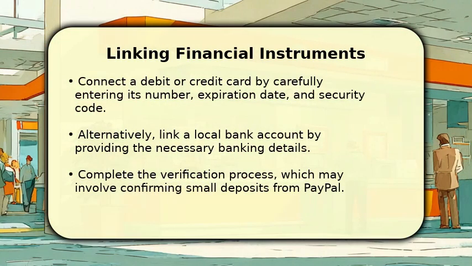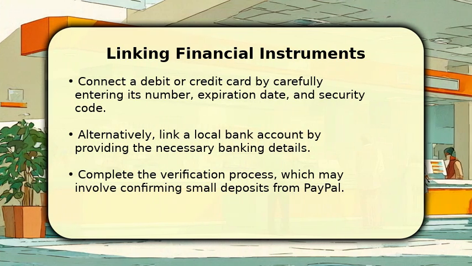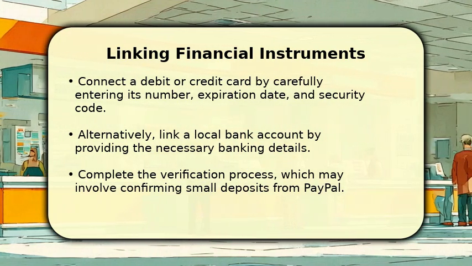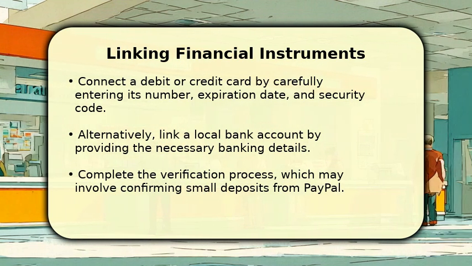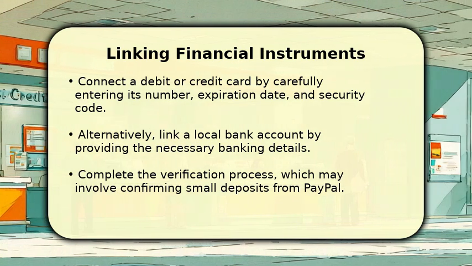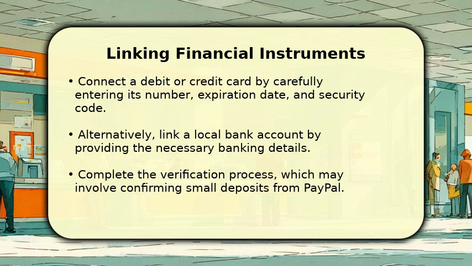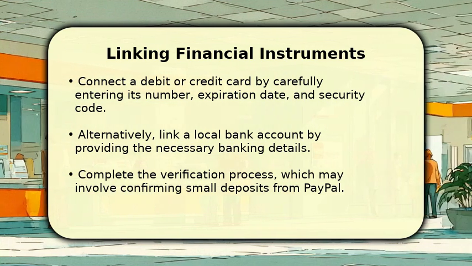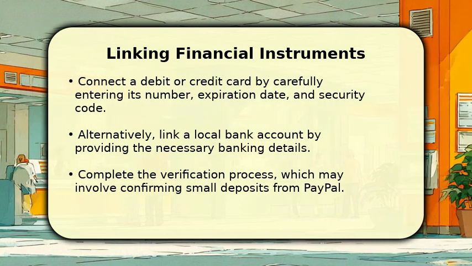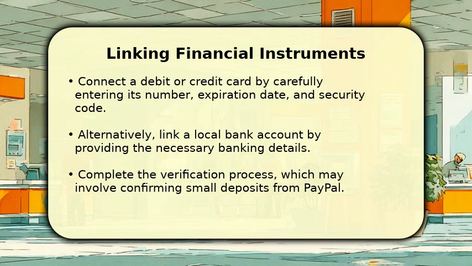With your account confirmed, the next vital step is linking a financial instrument. You can connect a debit or credit card or even a local bank account to your PayPal profile. Carefully enter the card number, expiration date, and the 3-digit security code. For bank accounts, you will input your bank name and account number. PayPal may make 2 small deposits, often less than $1 each, to verify your bank account, which you then confirm online. This linking process allows you to send and receive funds seamlessly.